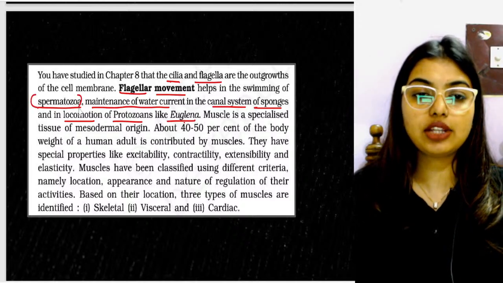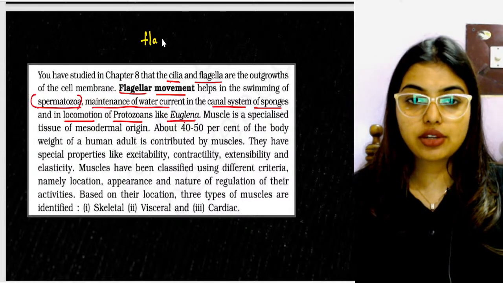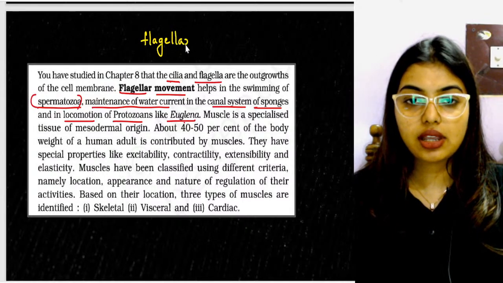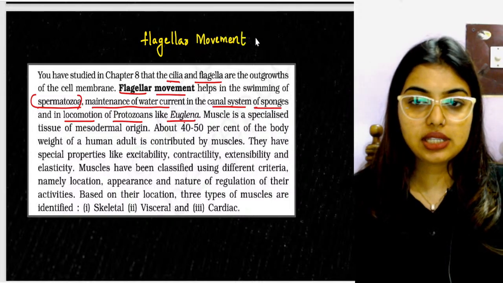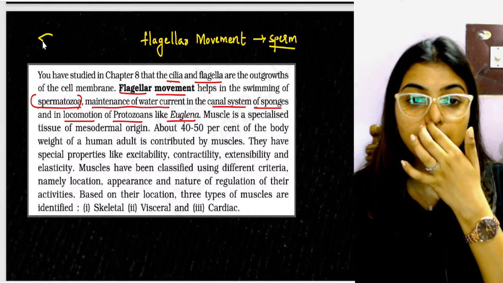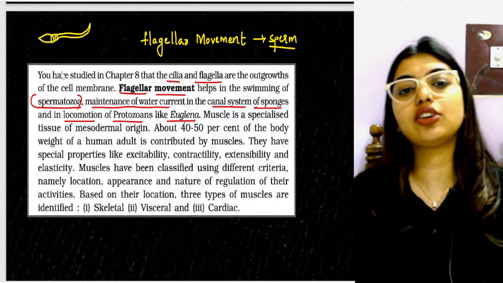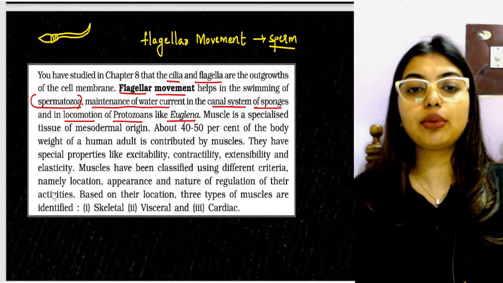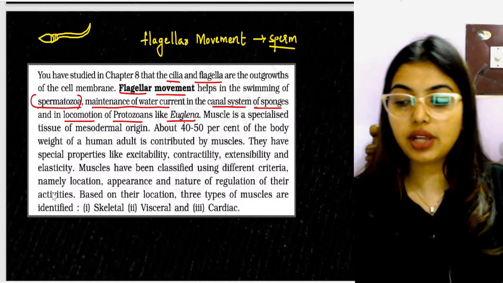So the only example that you have to remember under flagellary movement is going to be sperms. They are the only ones who have this movement. They have an acrosome, the head region, the neck region, and a long tail. So these are going to move exactly like your flagella. Here they're talking about the water canal system, like we saw in sponges.